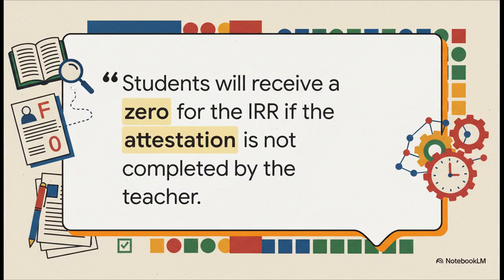And if you're wondering just how serious your role is, listen to this quote, straight from the College Board. "Students will receive a 0 for the IRR if the attestation is not completed by the teacher." The same goes for the IWA. Let that sink in. A 0. This isn't just paperwork, a student's entire score is on the line.